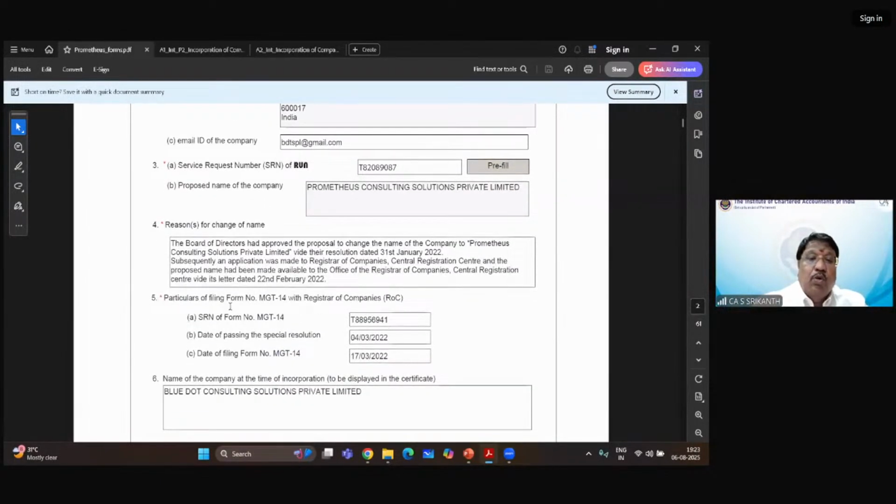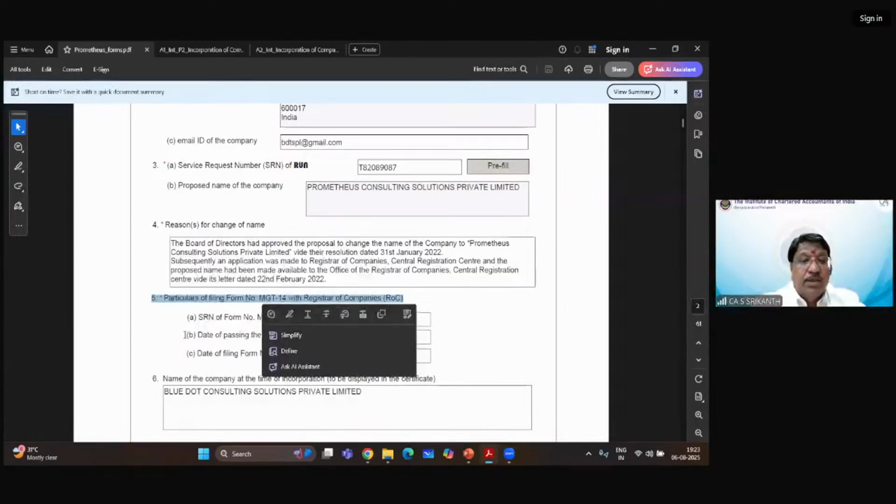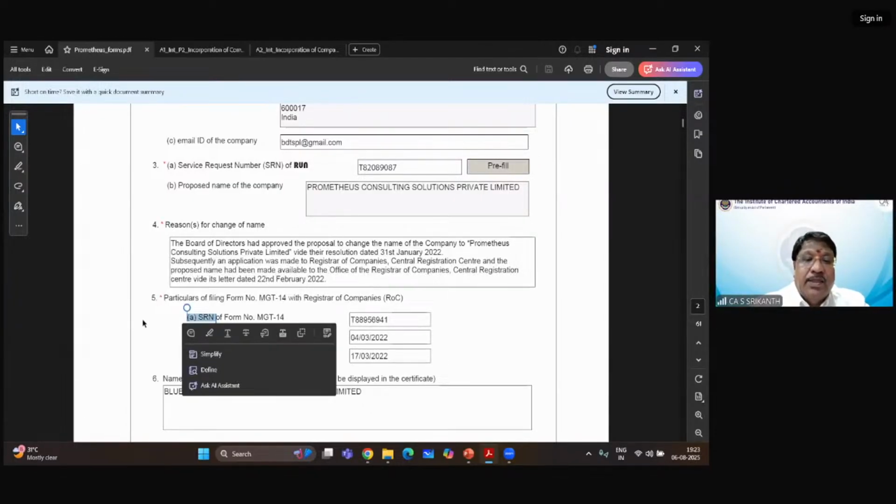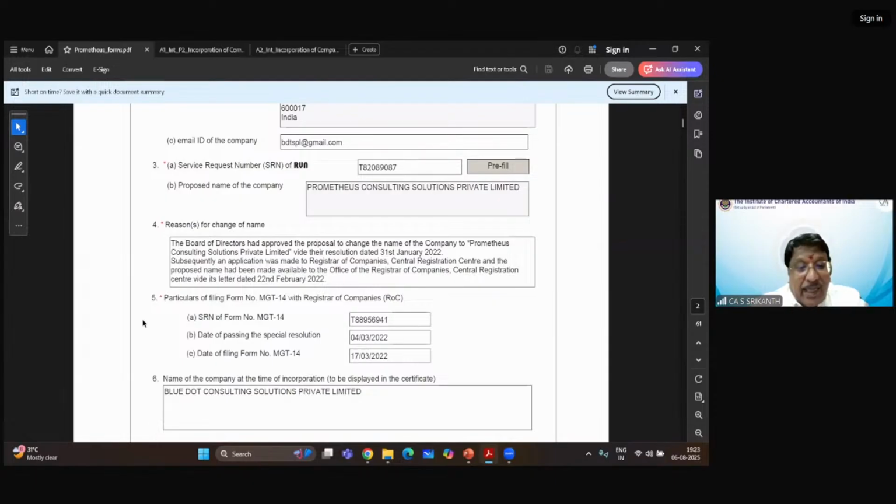See, once that MGT 14, do you remember MGT 14? This is the form that is to be filed whenever you pass a special resolution. So for that, they would have filed MGT 14 now. At that time, when SRN would be generated, that SRN reference you have to give here, and the date of passing of this.